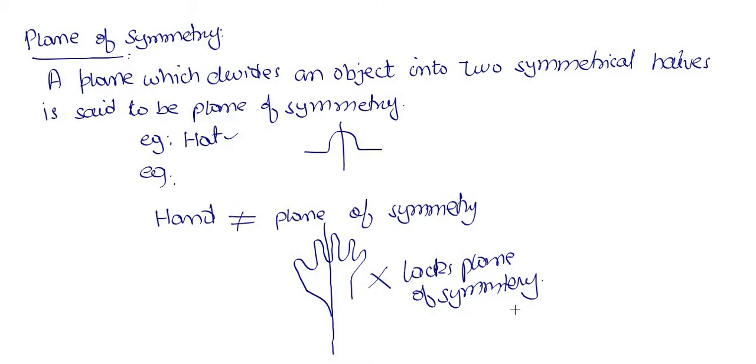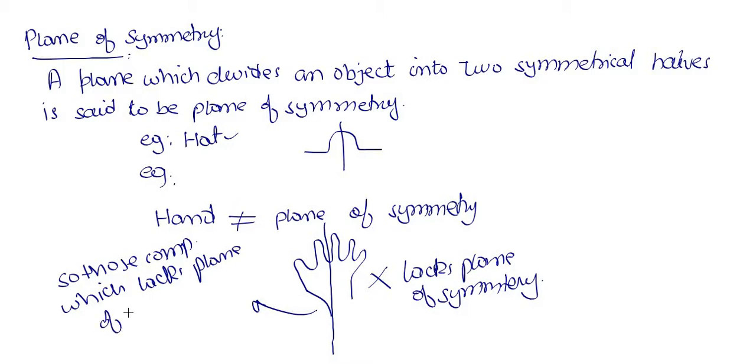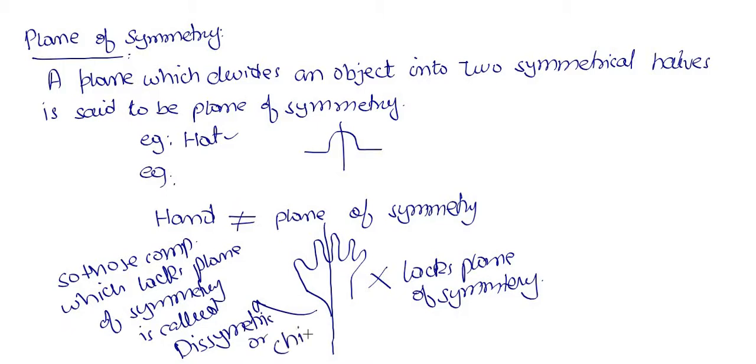So what does this mean? Those compounds which lack a plane of symmetry are called chiral compounds. Those compounds which lack plane of symmetry are called dissymmetric or chiral compounds. I hope this makes sense now. So what is the opposite of chiral? It means the compounds which have a plane of symmetry are called achiral. So I hope this makes sense now.